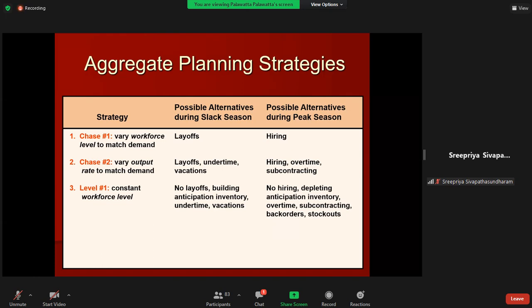You ask employees to work less because the demand is less. And then in peak season, you don't hire; you deplete anticipation inventory. You try to supply from anticipation inventory, and then use overtime and subcontracting, back orders and stock outs.